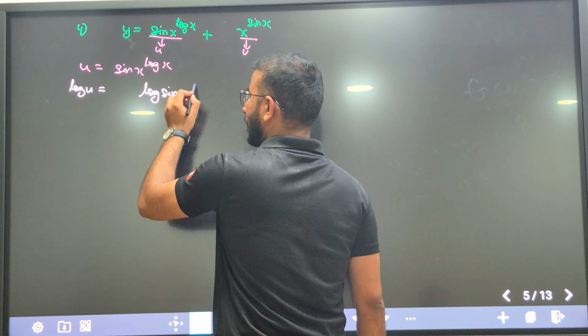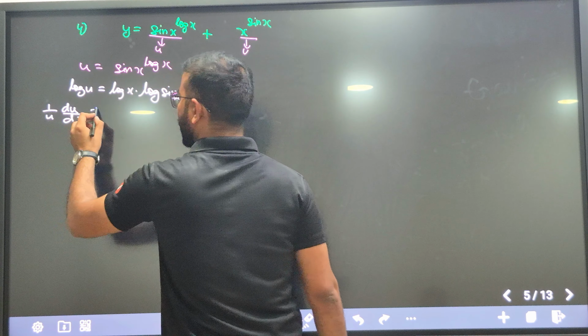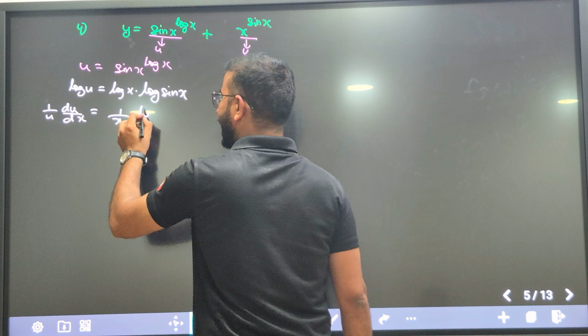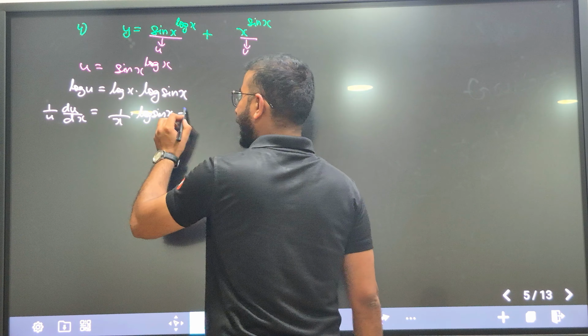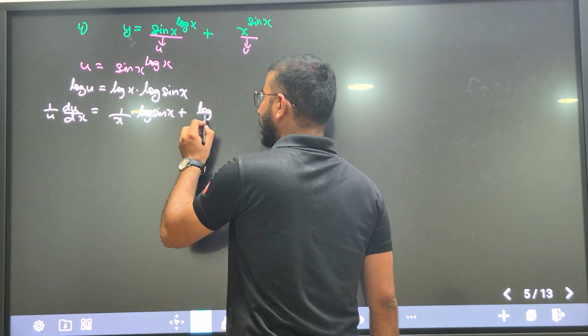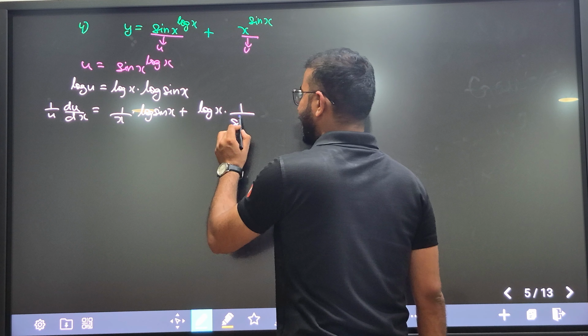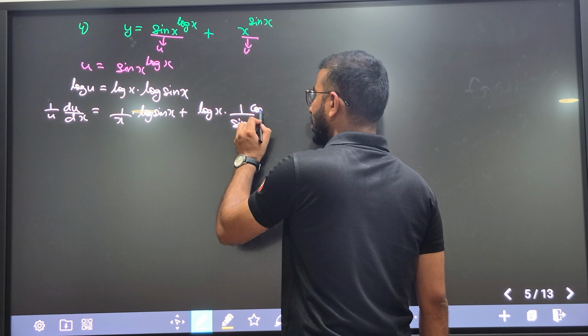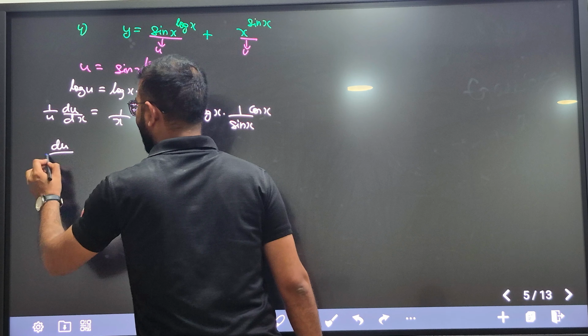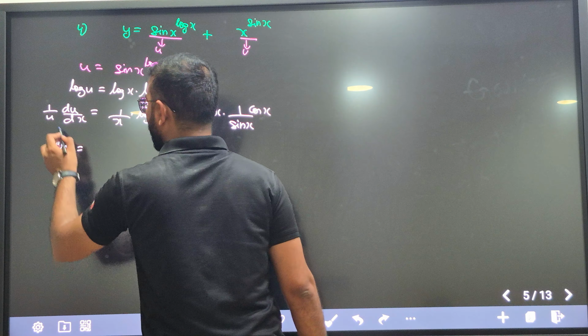Now log u differentiation is 1 by u, du by dx. Log x differentiation is 1 by x, this will remain same. Plus log x will remain same. Log sin x differentiation is 1 by sin x, then sin x differentiation is cos x. So du by dx is coming out to be, this u is multiplied here. What is the value of u? Sin x power log x into log sin x by x plus log x into cot x. This is part 1. Let's see part 2.